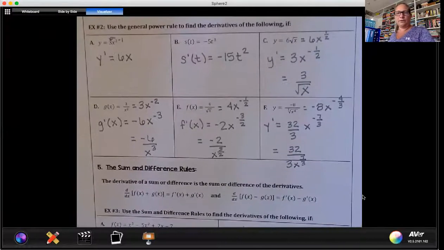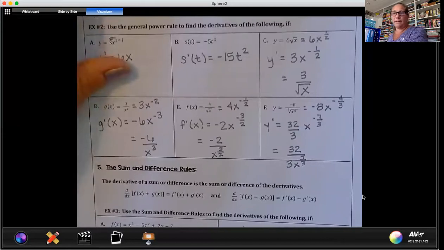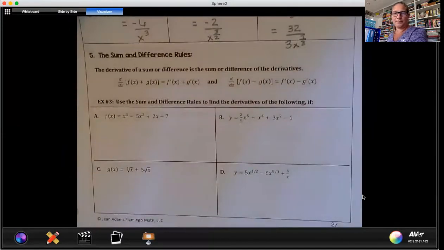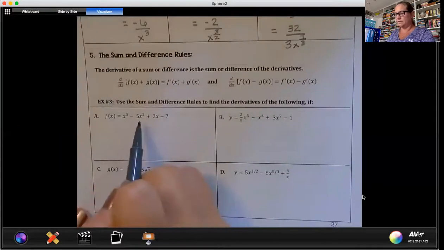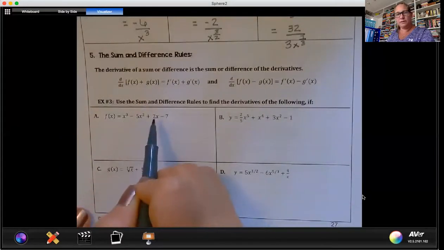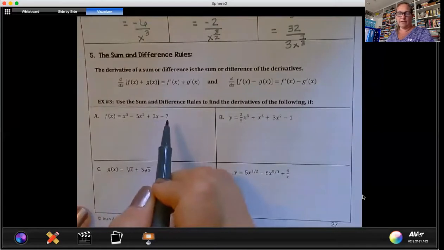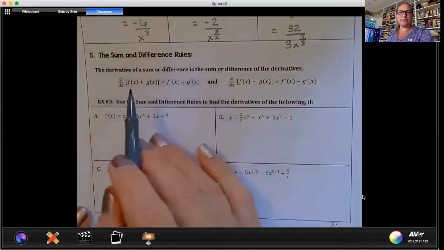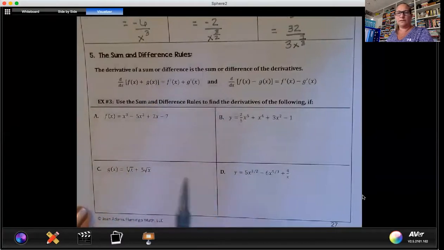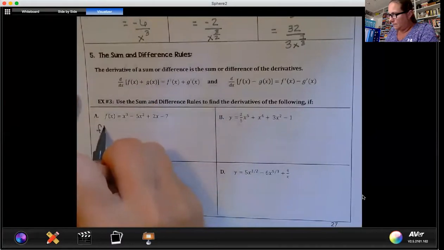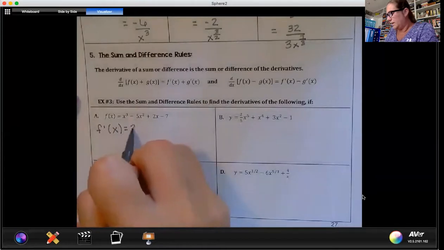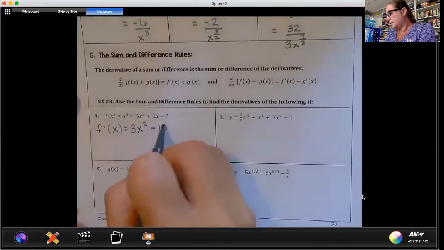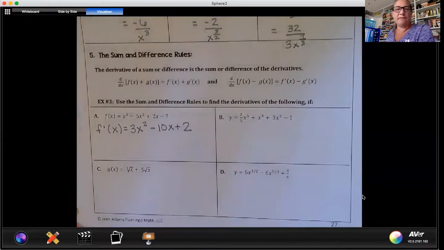If you know and understand the examples we've done so far, all you have to do for part 5, example 3, is take the derivative of each individual term. So you would do the derivative of x cubed, the derivative of negative 5x squared, the derivative of 2x, and the derivative of negative 7. Your sum and difference rules basically say you have to do the derivative of each piece. So bring down minus 1: 3x squared minus 10x plus 2. The derivative of negative 7 is 0.